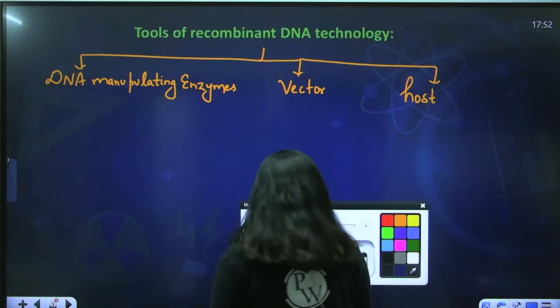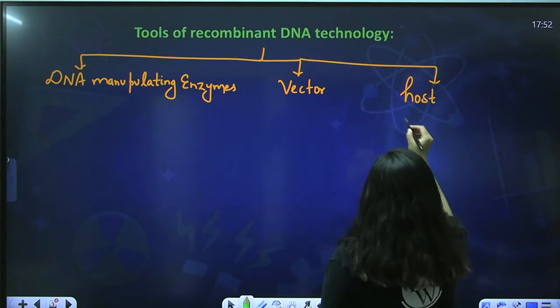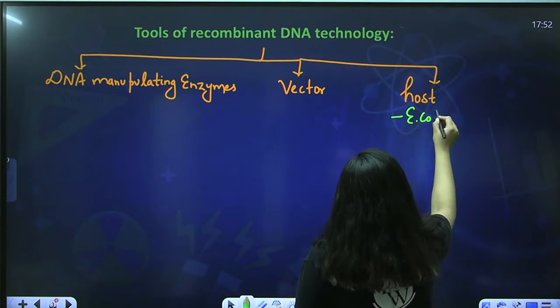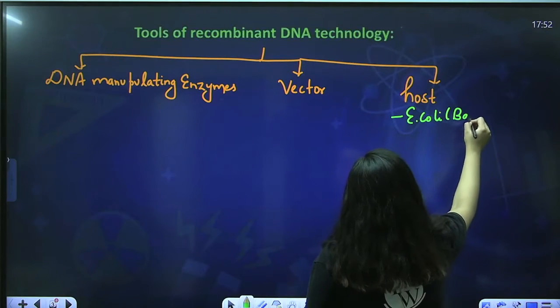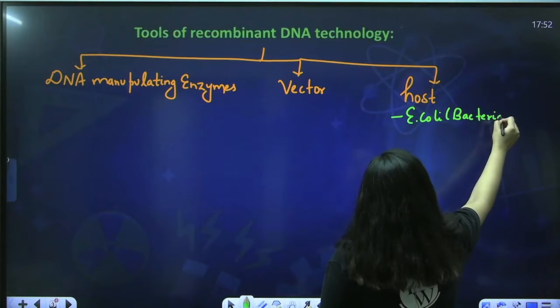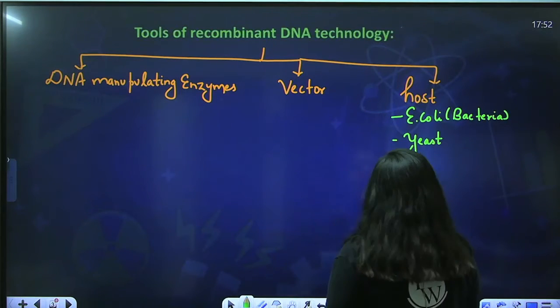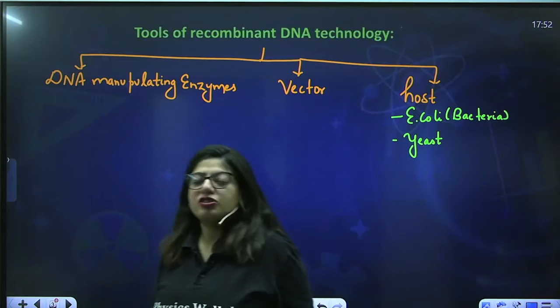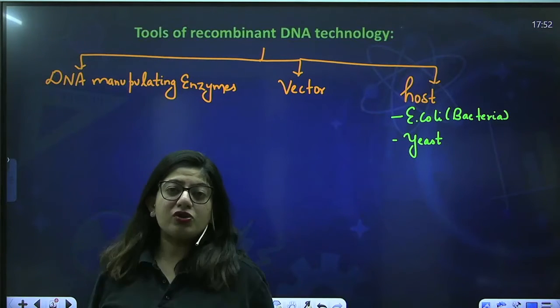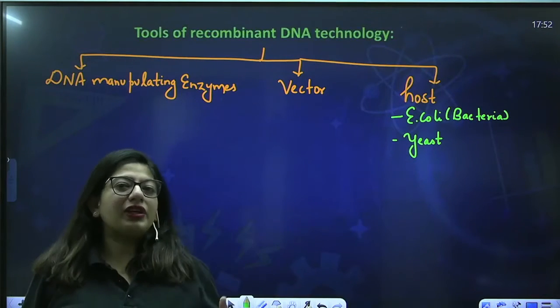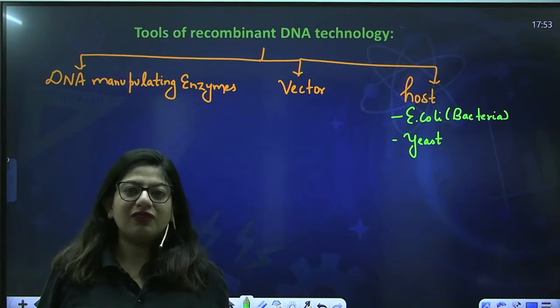We'll be discussing vectors in detail later on. Host can be a bacteria, which is E. coli. The most common host that we use is E. coli bacteria, and sometimes we also use yeast, right? So these are the host organisms. Host is someone in which you will keep your DNA and then the DNA will divide.